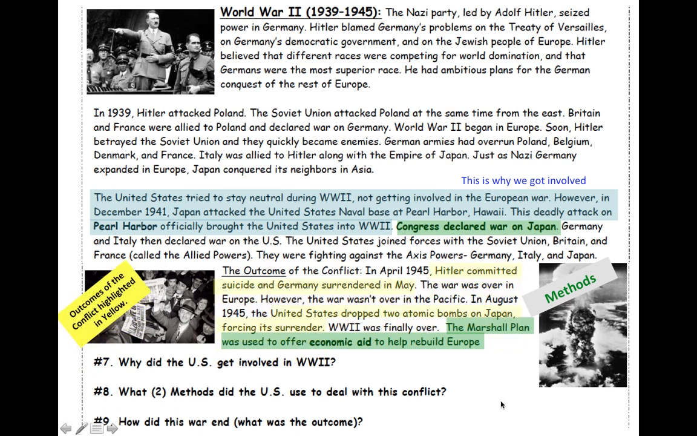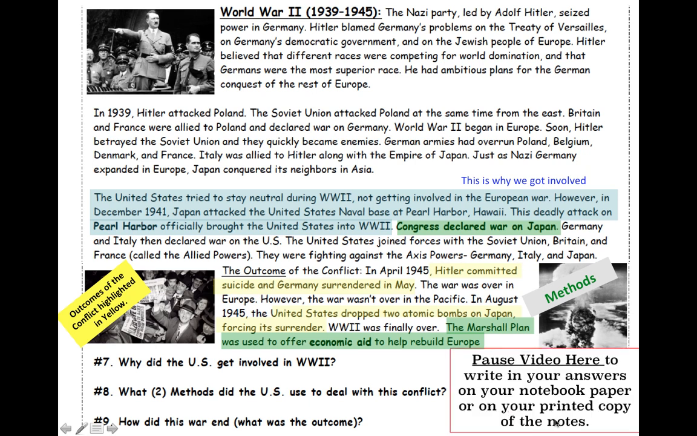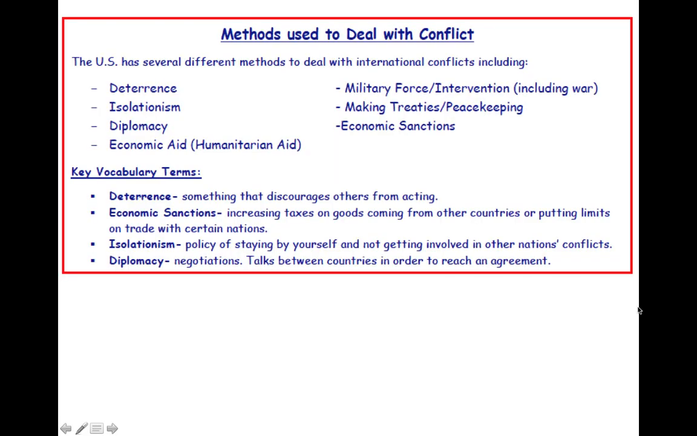If you look in yellow, I highlighted the outcome. So we've got Hitler committing suicide, then Germany surrenders, and then you've got the United States dropping 2 atomic bombs on Japan, and they surrendered. That would be the outcome for number 9. And in blue is the reasons why we got involved for number 7. Please make sure you guys are pausing the video here and writing in your answers on your notebook paper for 7, 8, and 9. Again, if you need the word bank, I've got it here on the screen, or you can use your paper to look back at it.